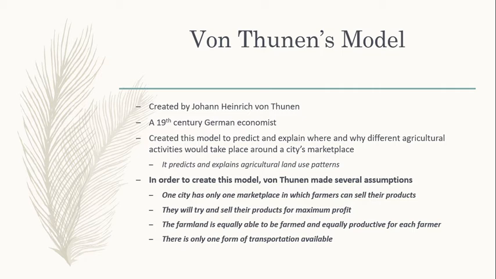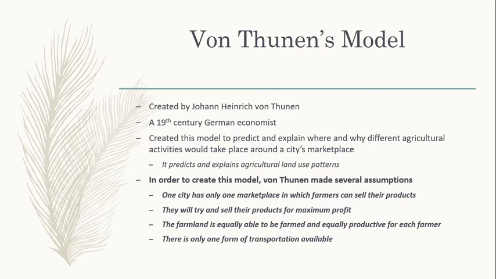Which brings us finally to von Thunen's model. So von Thunen's model was created by Johann Heinrich von Thunen, a 19th century German economist. So he's an economist, guys. He created this model to predict and explain where and why different agricultural activities would take place around a city's marketplace. It predicts and explains agricultural land use patterns.